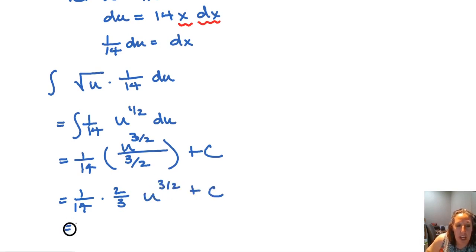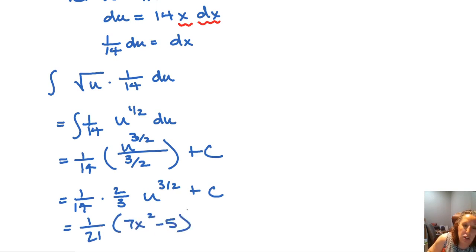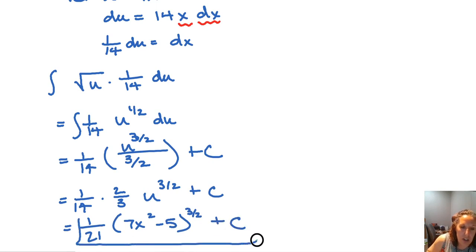And when we simplify that, 1/14 times 2/3, we've got a common factor of 2. So we get 1 over 7 times 3, or 1 over 21, times our u was 7x squared minus 5 raised to the 3/2. And then don't forget your plus C on the end.